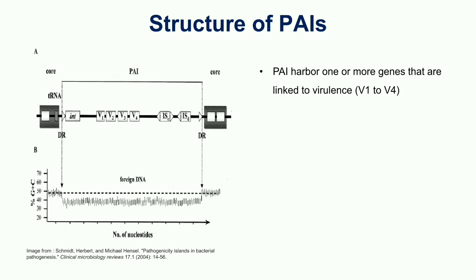The pathogenicity island harbor a number of genes known as the virulence genes. In the diagram, the virulence genes are indicated as V1, V2, V3 and V4. These genes are responsible for secreting virulence factors associated with pathogenicity of the microorganism.